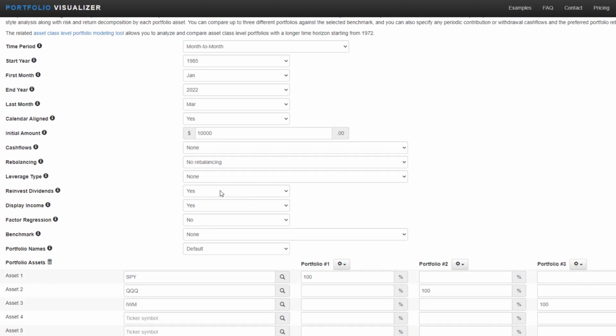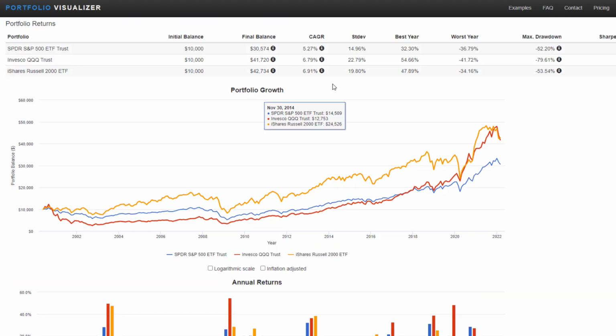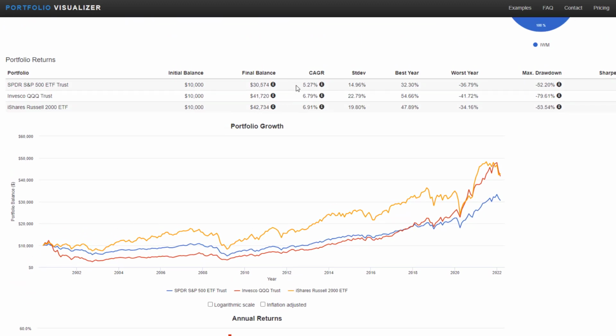And then remember, you can go back up here and choose it not to reinvest dividends and check out how your portfolio would have performed. Your portfolio CAGR numbers dropped about 1 to 3 percentage points without having dividends reinvested, but it still looks like the Russell 2000 would have outperformed the other two funds in this time period.